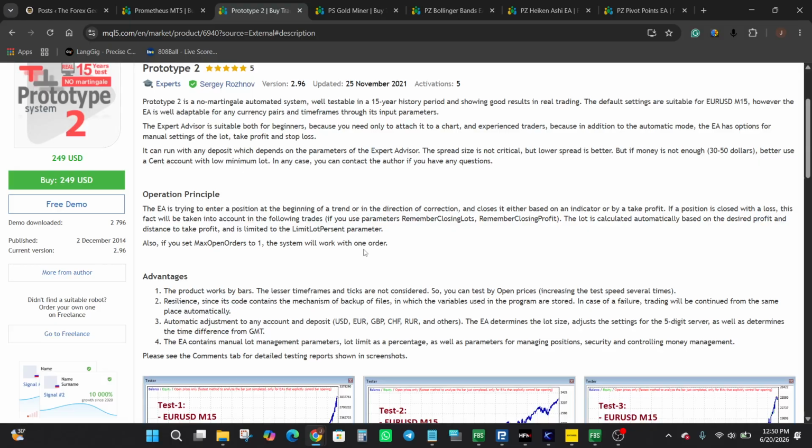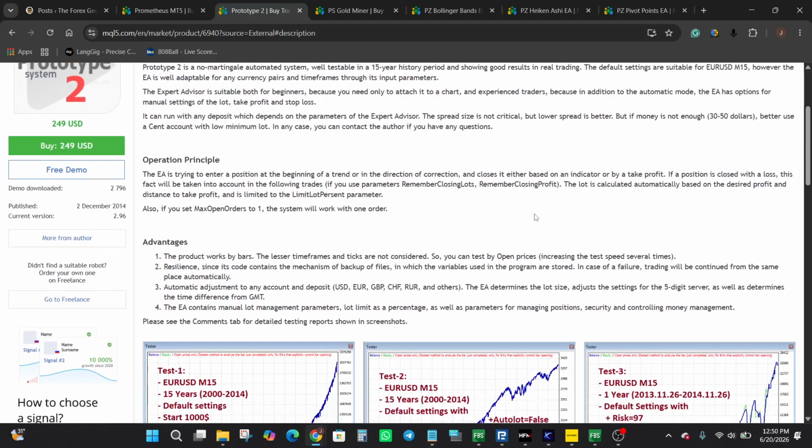Lot sizing can be calculated automatically based on the desired profit target and take profit distance, while remaining limited by a user-defined risk parameter. There is also an option to restrict the system to a single open position at a time through the max open orders settings. Looking further down, the developer highlights several operational advantages.